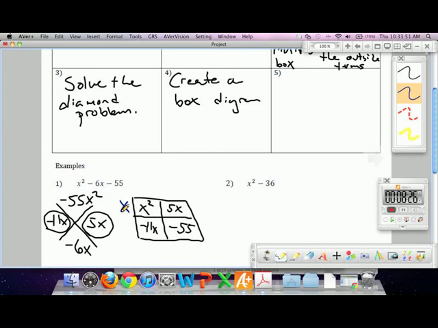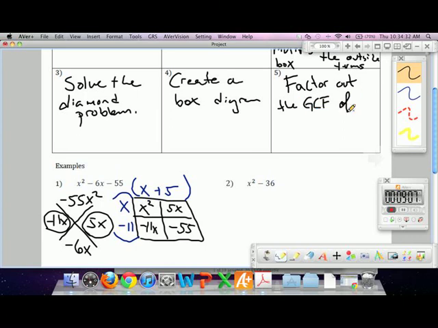We'll work the columns this time. What's in common between x squared and negative 11x? X. And what's in common between 5x and negative 55? 5. Your answer to the factoring problem is written above and to the side. So we'll factor out what's in common, or the GCF, of each row and column.